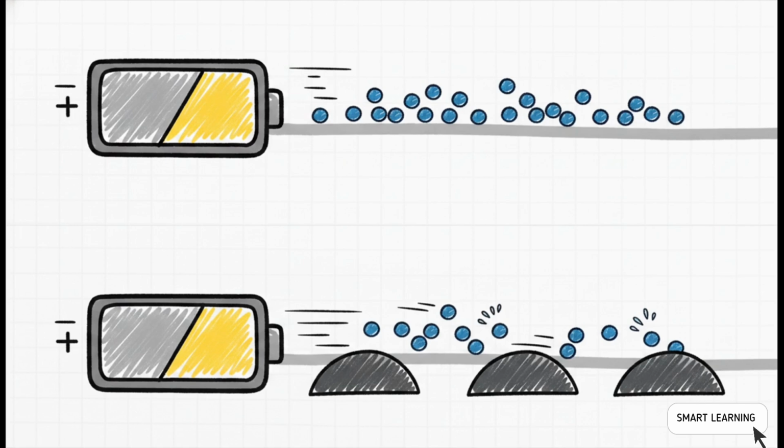If you increase the voltage, like if you push harder, and you keep the resistance the same, the current absolutely has to increase. More push equals more flowing traffic. But if you increase the resistance, say you add more speed bumps, while keeping that voltage the same, the current is inevitably going to drop.